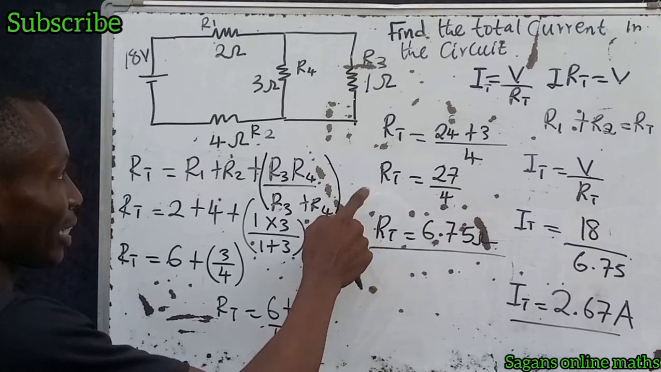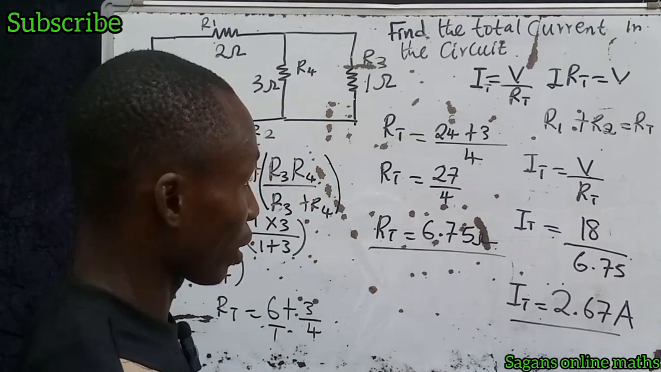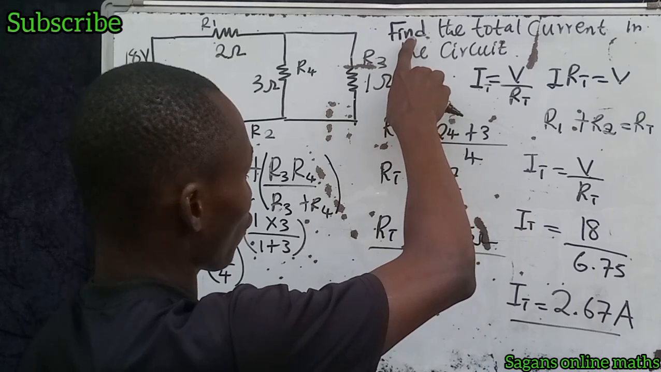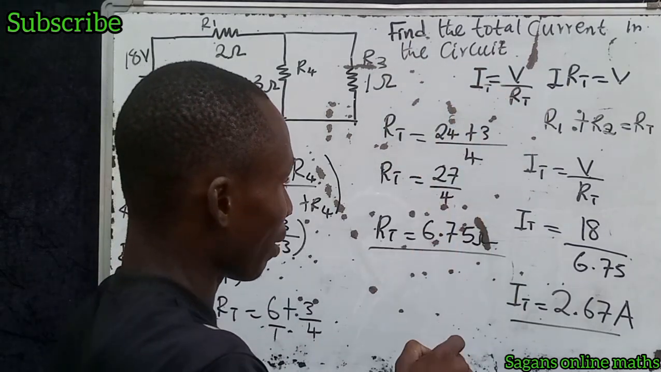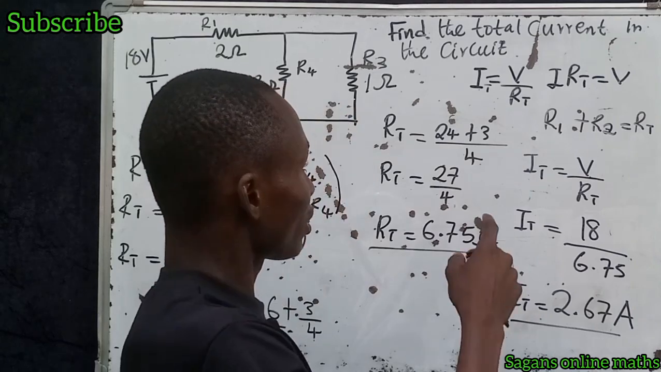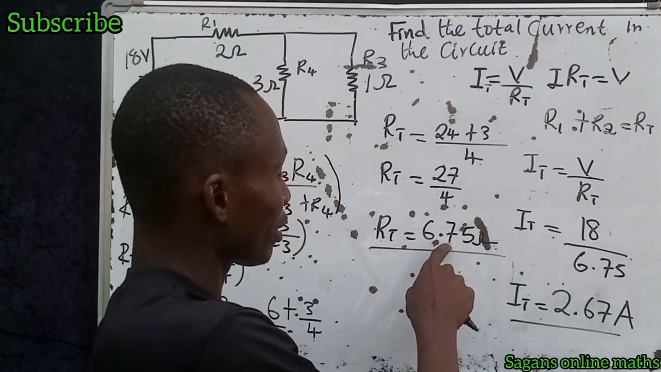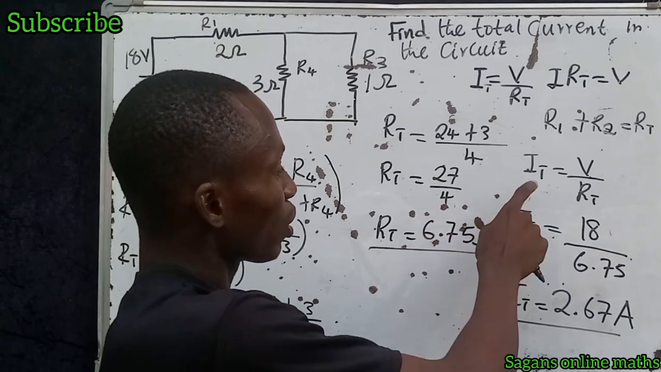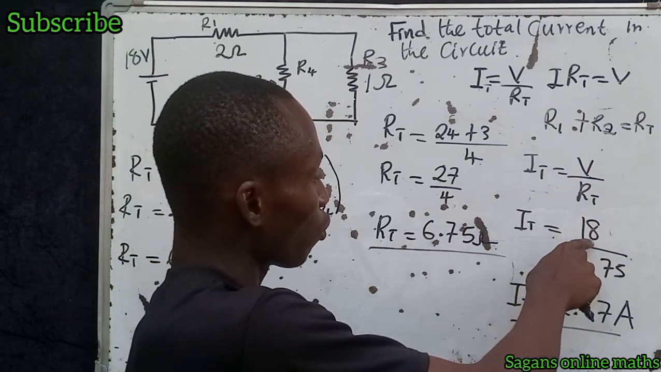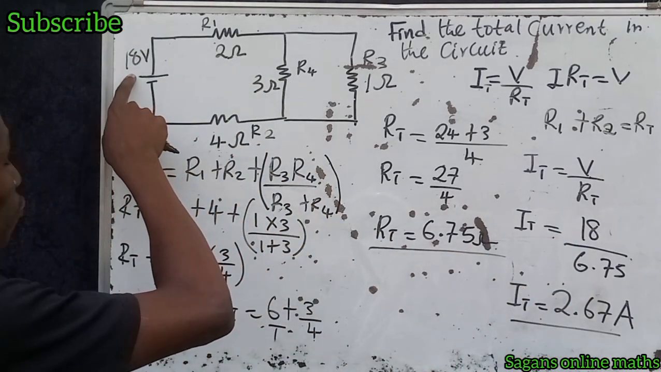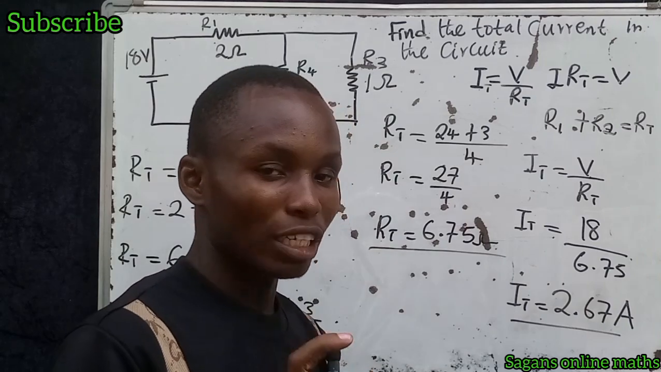Now, according to the total resistance in this circuit, we are free to go and find the total current. Because you can see, I asked to find total current in the circuit. Total current is equal to V over R, by the definition of Ohm's law. That means total current is equal to V over total resistance. And we have known our total resistance is 6.75 ohms, right? I know that our total voltage is 18 volts. So 18 divided by this will give us 2.67 amps in two decimal places.